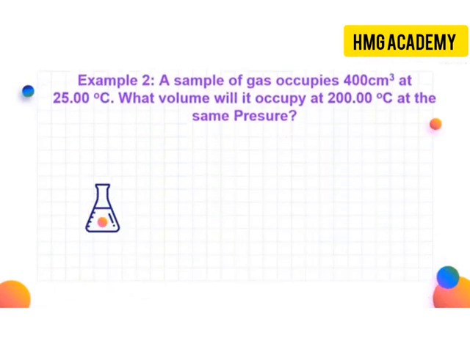Example 2. A sample of gas occupies 400 cm3 at 25 degrees Celsius. What volume will it occupy at 200 degrees Celsius at the same pressure?